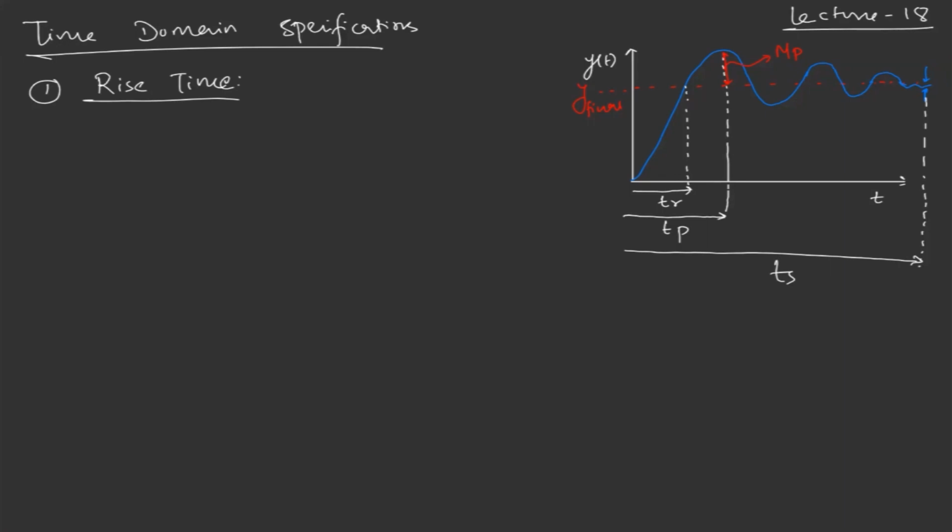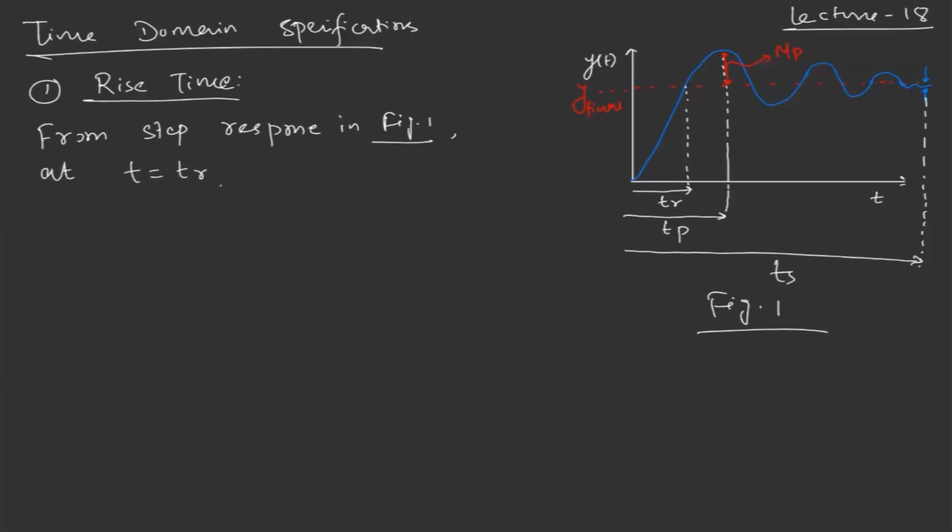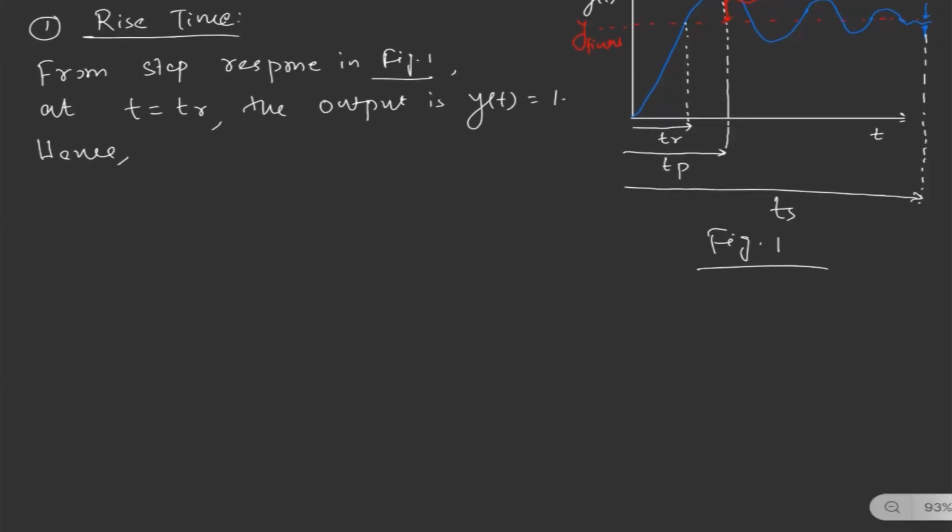So from the step response, let me define this as figure 1. From the step response in figure 1, we see that at t equal to tr, the output is y of t equal to 1. Hence, if you remember the equation we had, let me write the equation.